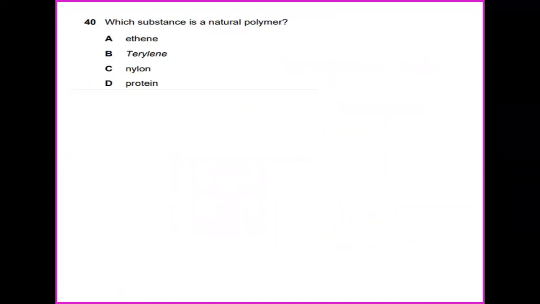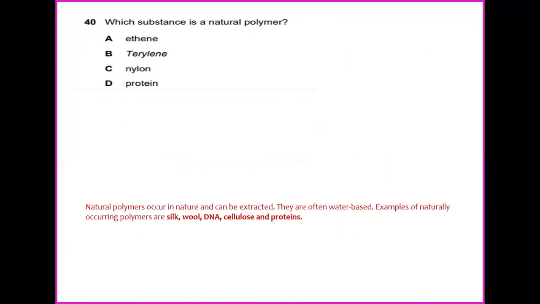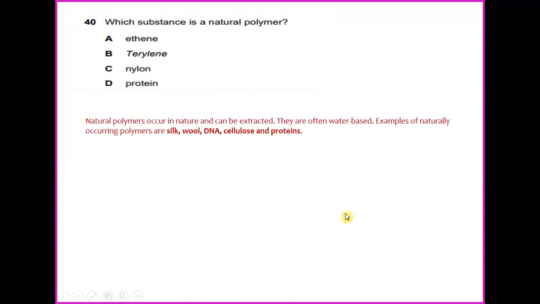And which substance is a natural polymer? Natural polymers occur in nature and can be extracted. They are often water-based. Examples of naturally occurring polymers are silk, wool, DNA, cellulose, and protein. So the most suitable answer for this would be D, which is protein.